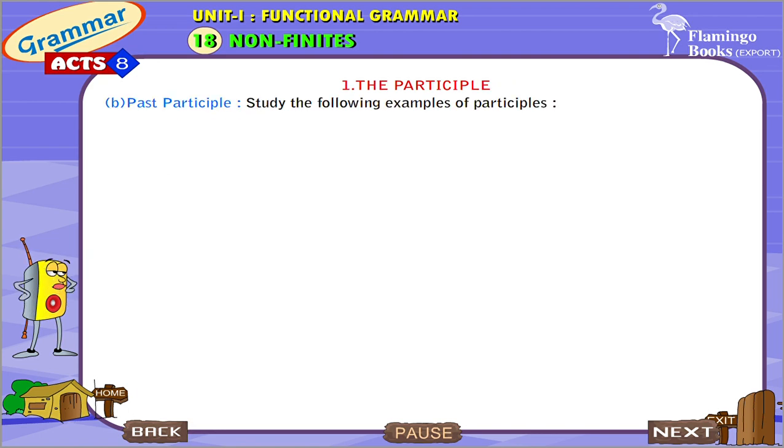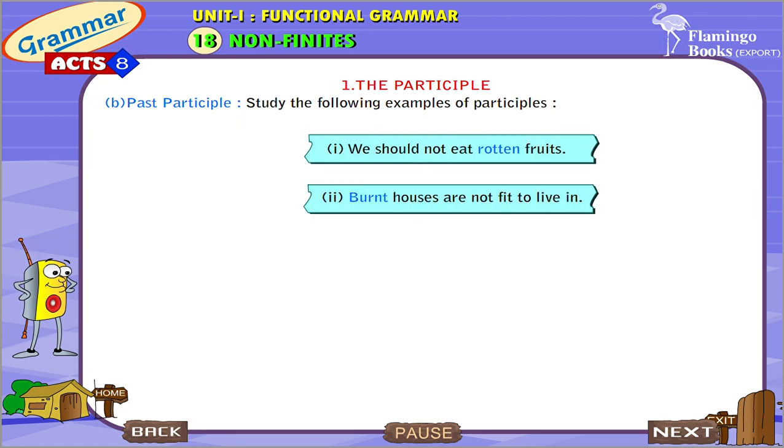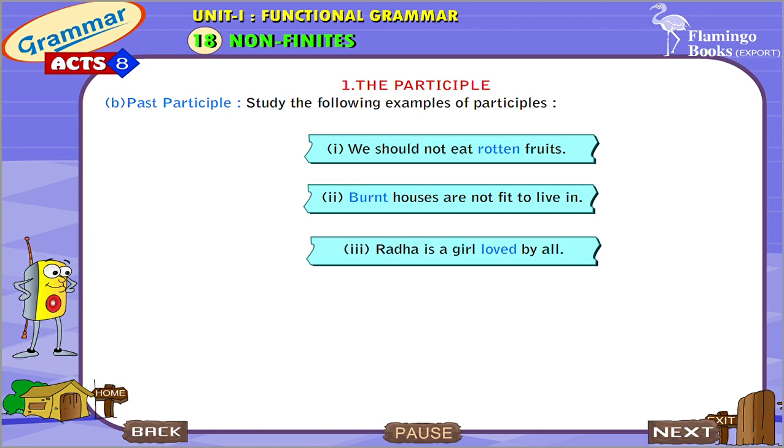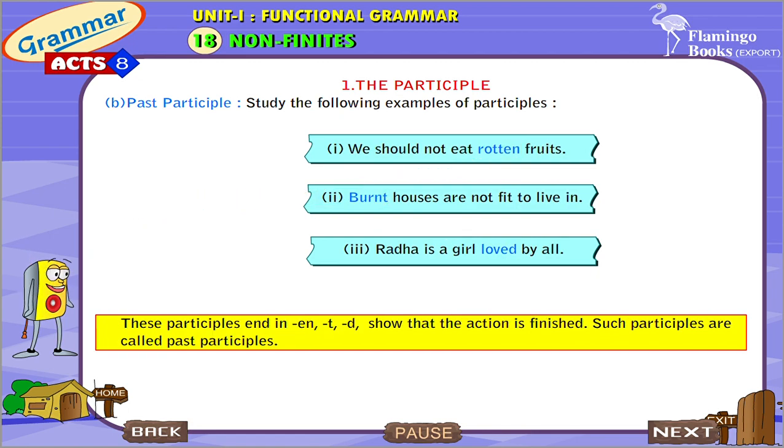Past participle. Study the following examples of participles. We should not eat rotten fruits. Burnt houses are not fit to live in. Radha is a girl loved by all. In the above sentences, rotten, burnt, and loved are the third forms of the verbs rot, burn, and love respectively. They are participles. These participles, ending in en, t, and d, show that the action is finished. Such participles are called past participles.